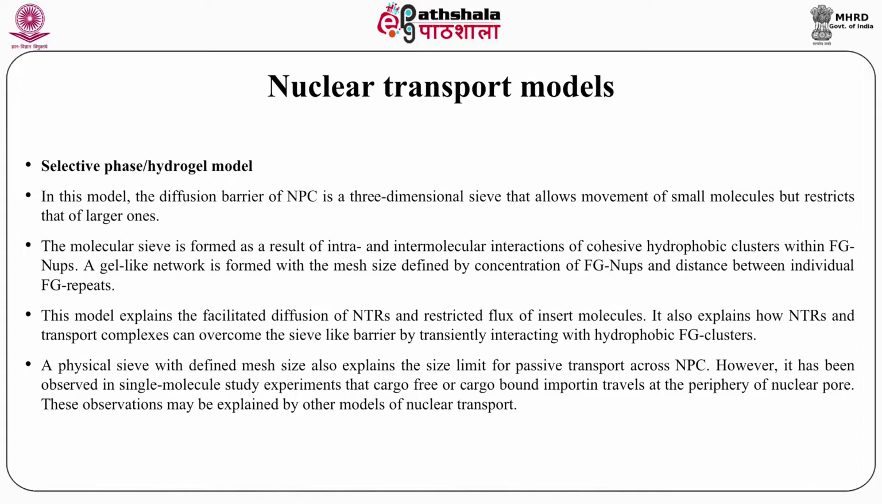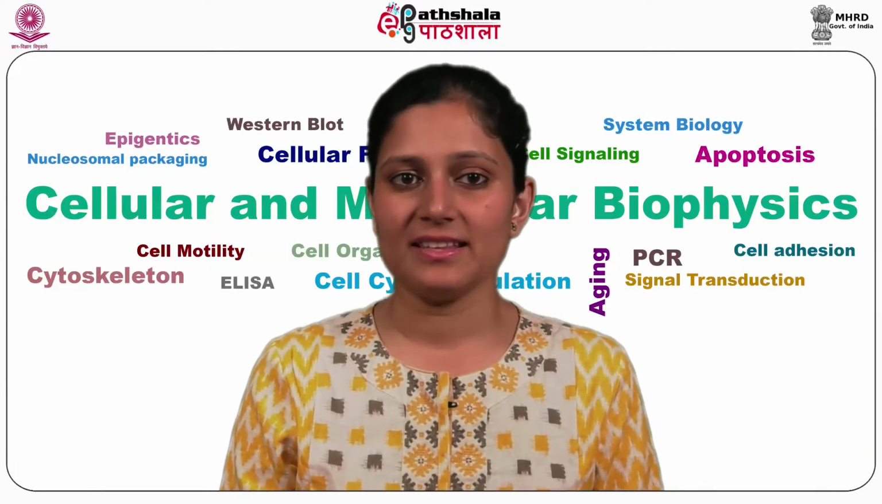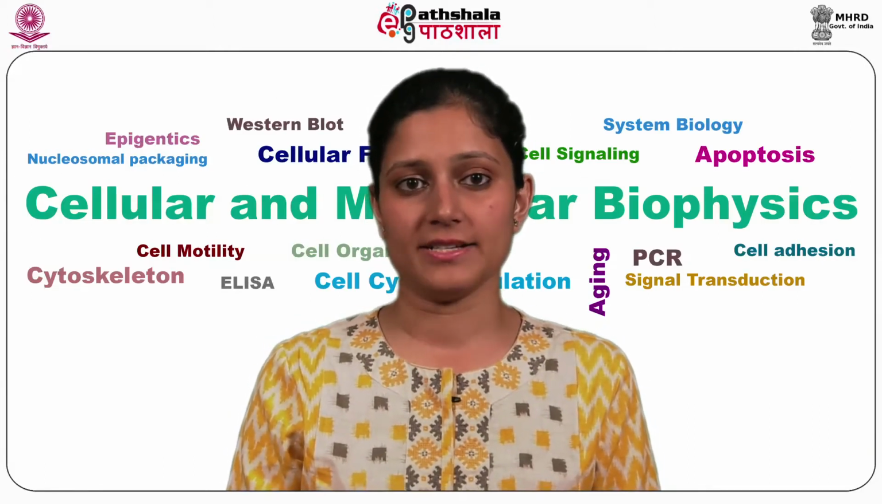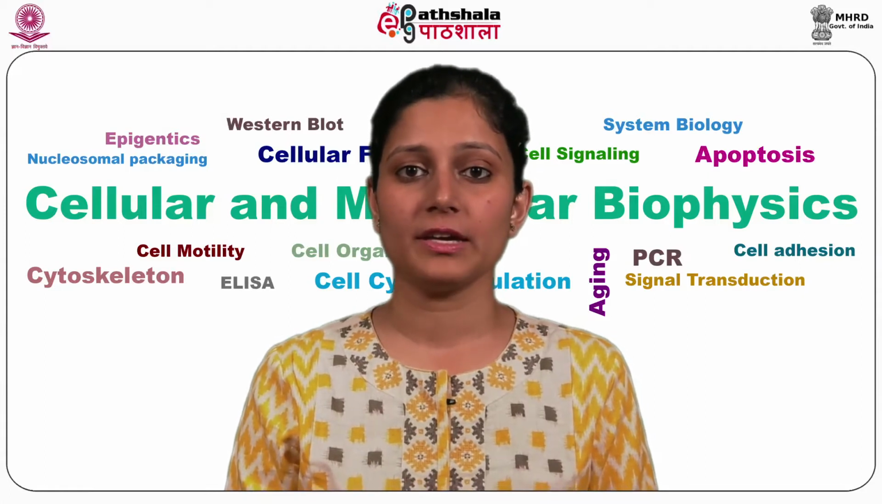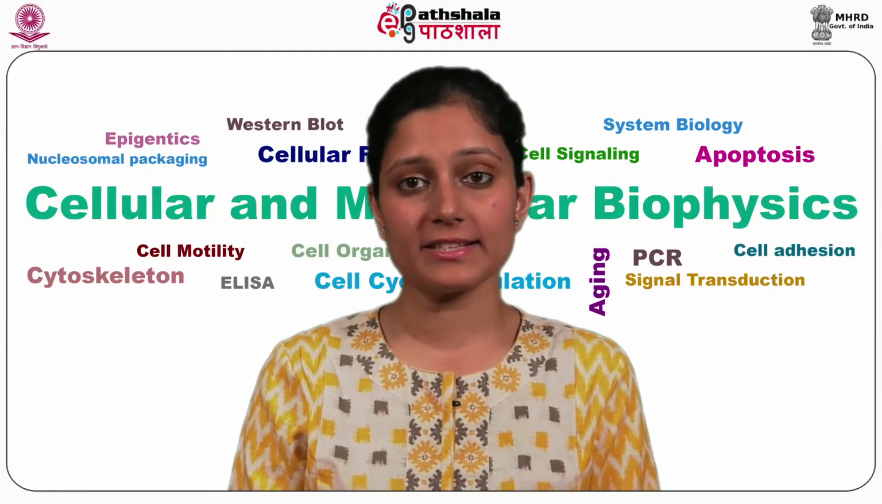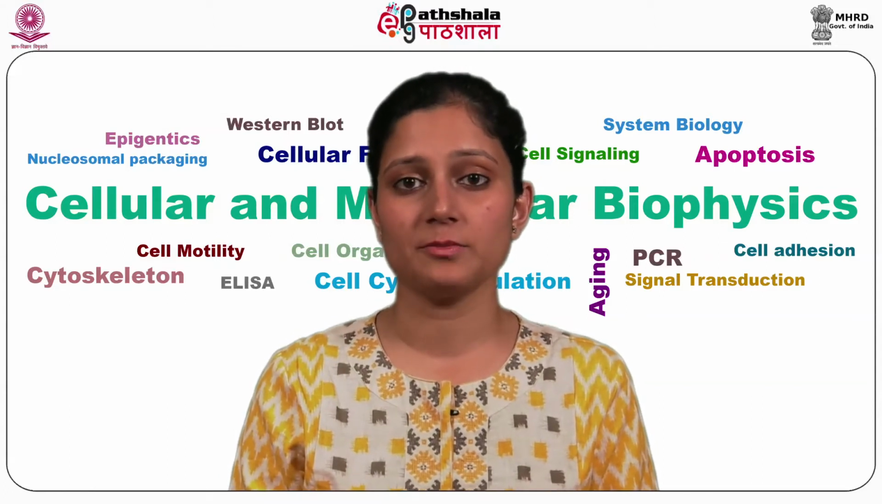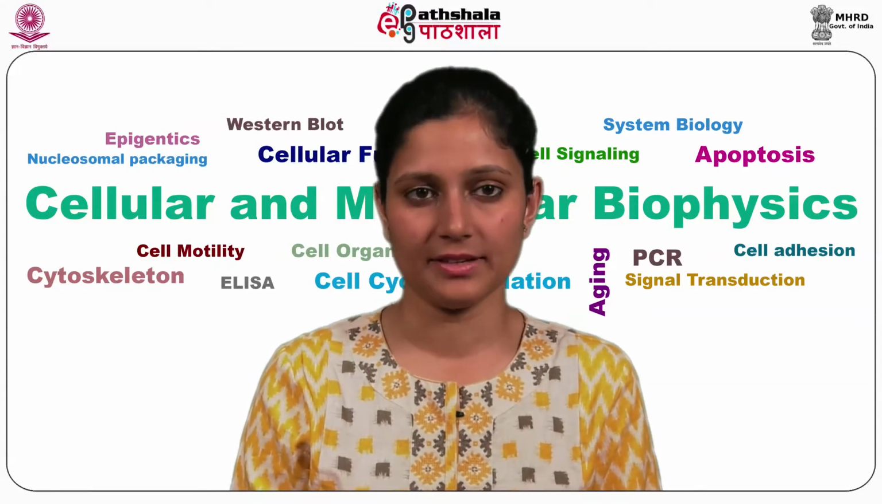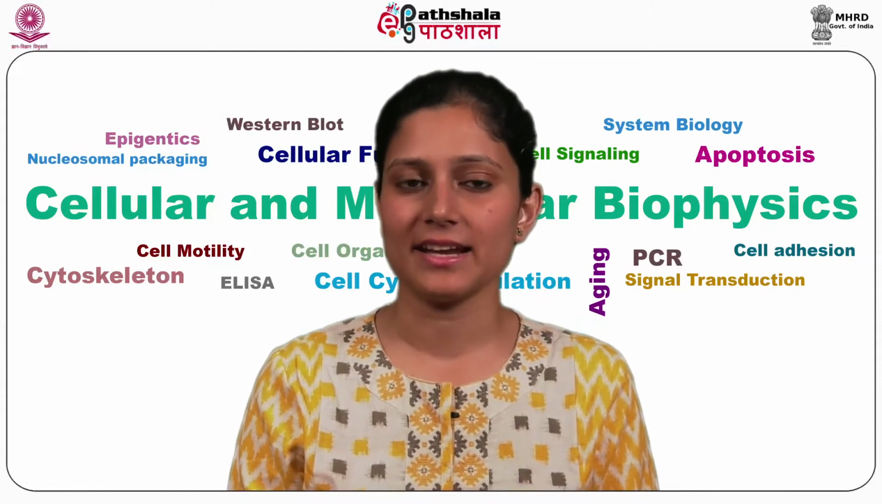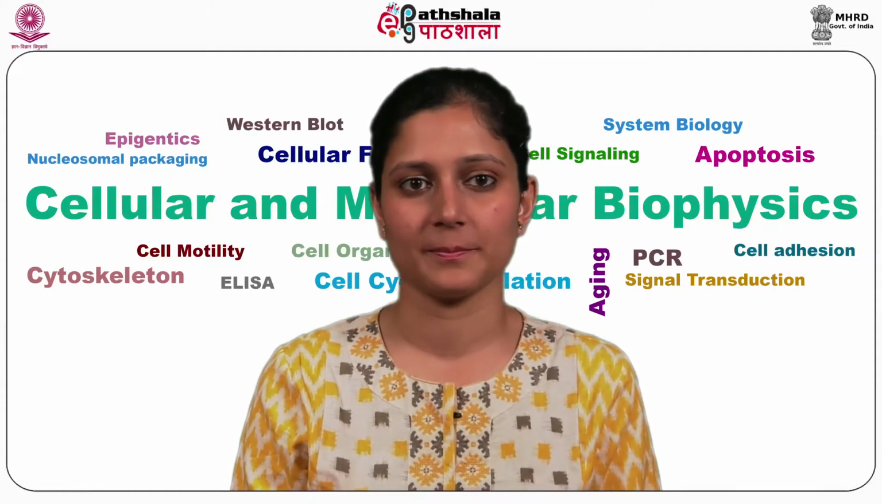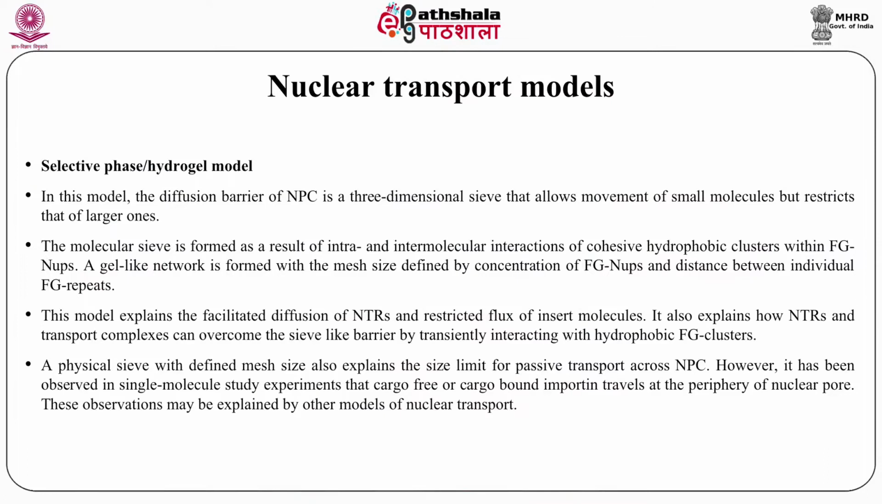A gel-like network is formed with the mesh size defined by concentration of FG NUPs and distance between individual FG repeats. This model explains the facilitated diffusion of NTRs and restricted influx of inert molecules. It also explains how NTRs and transport complexes can overcome the sieve-like barrier by transiently interacting with hydrophobic FG clusters. A physical sieve with defined mesh size also explains the size limit for passive transport across NPC.